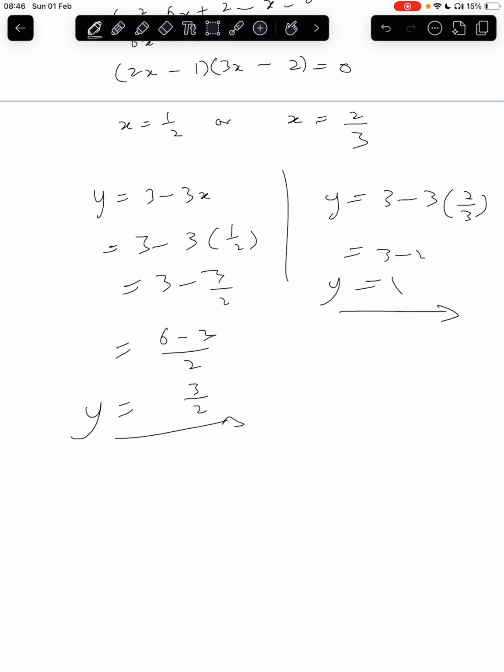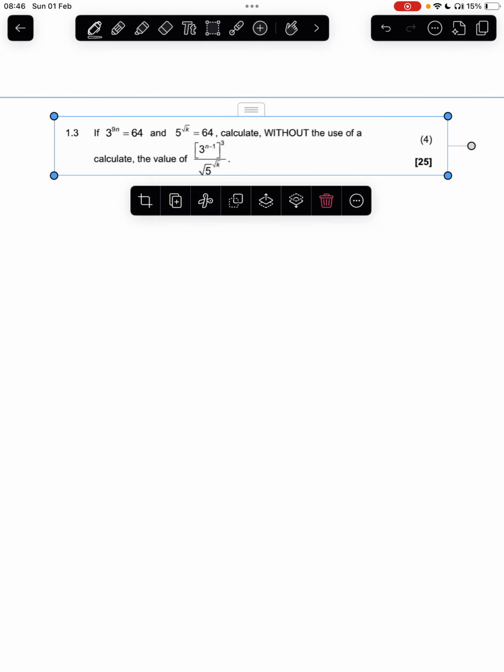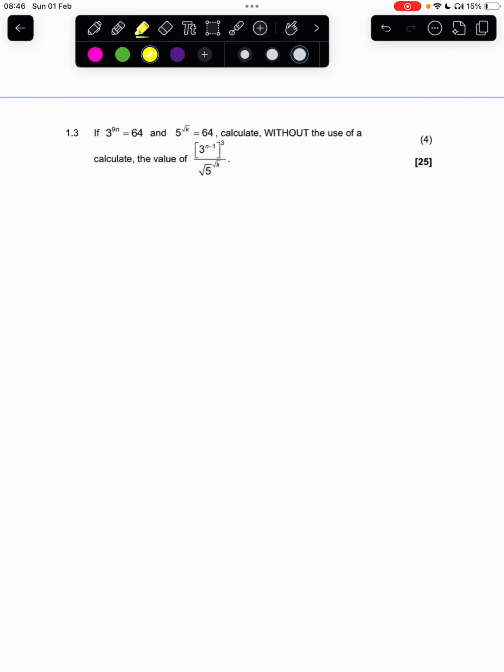Now that we're done with this multi-use equation, now we're going to this question here, 1.3. Normally 1.3 questions are not that nice. So let's see this one. If we're given this figure here, this equation, this is equal to 64 and also this part here is equal to 64. Calculate without the use of a calculator the value of this thing here, which as we can see has a few things that we find in these previous equations here. So it means we'll need to do some substitution of these numbers or some numbers that we'll get from here into here.